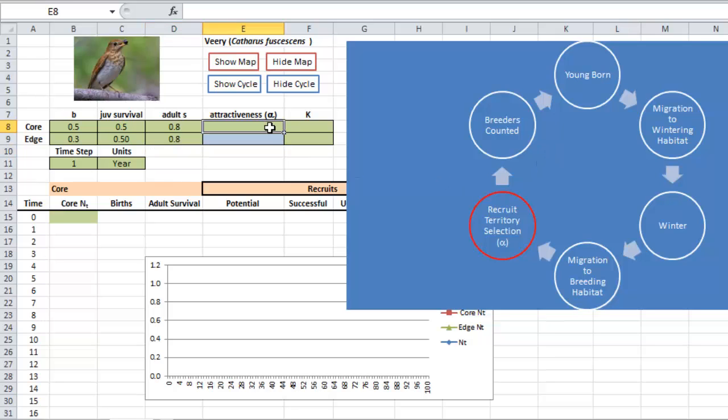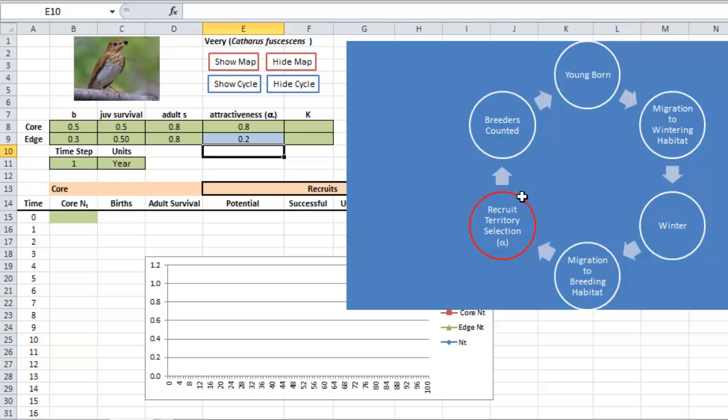This attractiveness parameter ranges between 0 and 1, and we'll set that at 0.8, and then in cell E9 we'll let that be 1 minus cell E8. And this represents how attractive the core is and the edge is when these birds are making their selection.